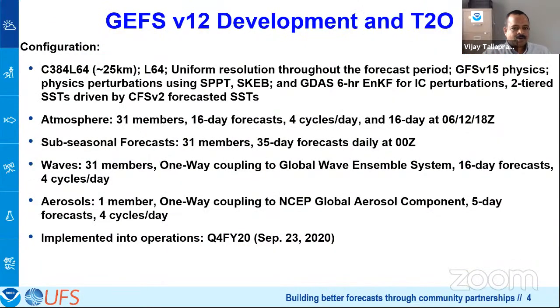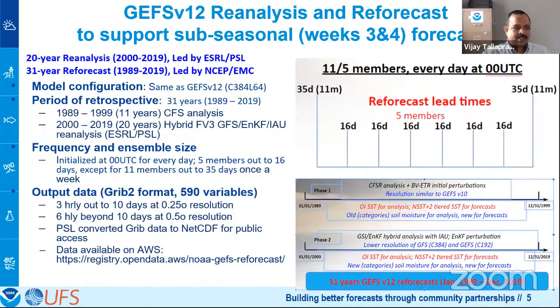Just to give you more details in terms of the waves and aerosols, we have one-way coupling to a global wave system, which only provides 16-day forecasts. And for aerosols, this is only one member, a deterministic member that's coupled to the atmospheric model, goes out to 5 days only and 4 cycles per day. This got implemented in operations on September 23rd.